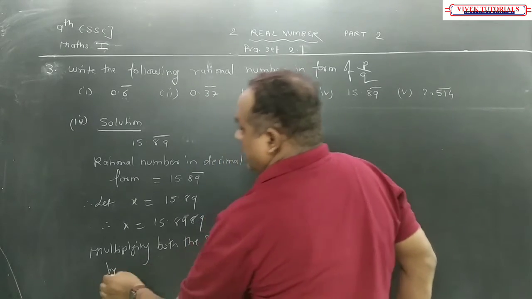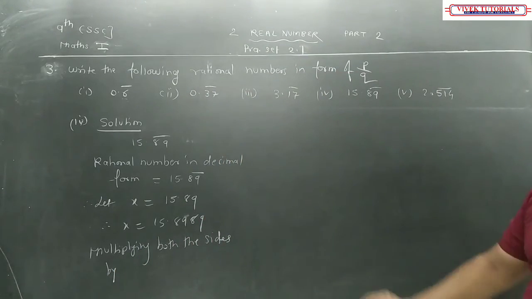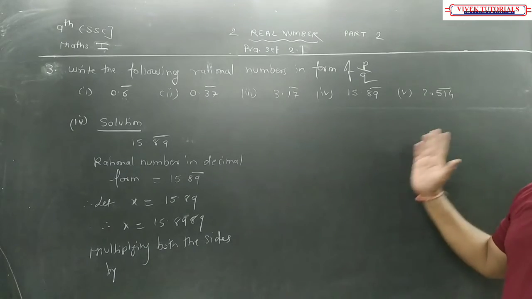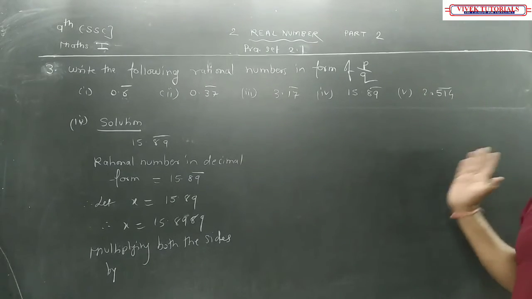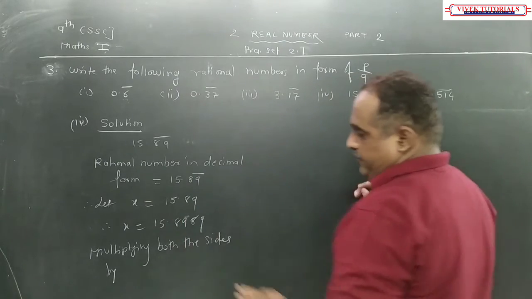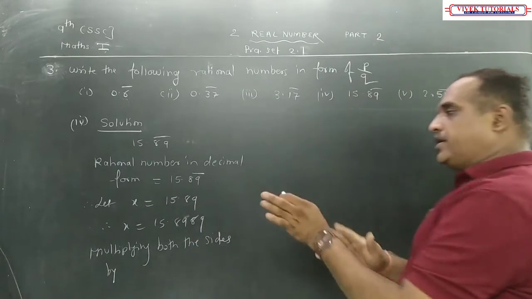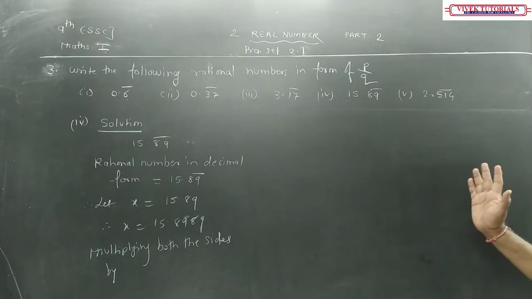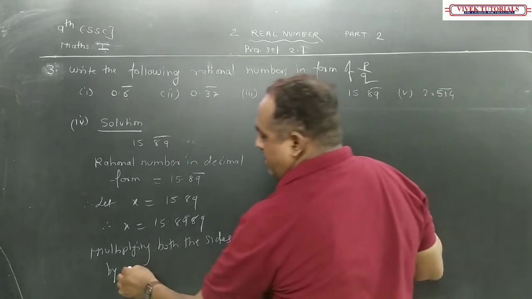by. Students, I will suggest you pause the video, solve your own, and then you check how I did it. At this time you pause and solve by yourself, and later see whether what I did is right or not. Multiplying both the sides by 100.